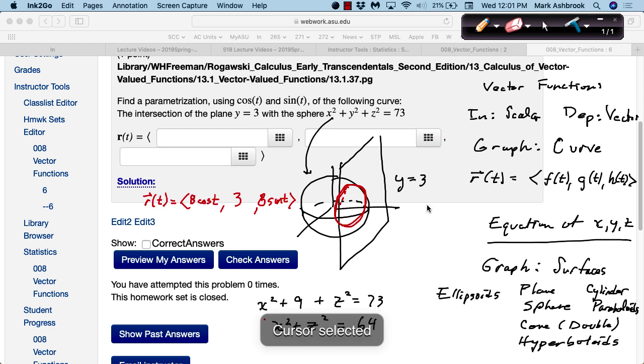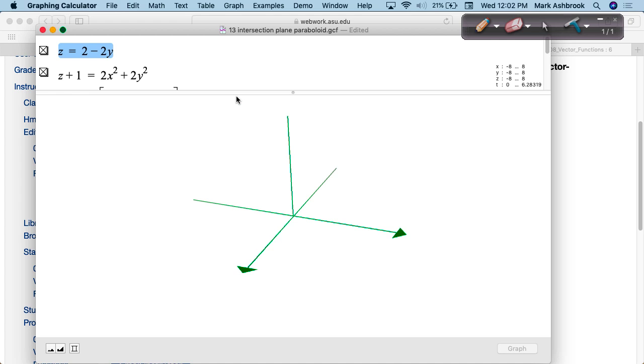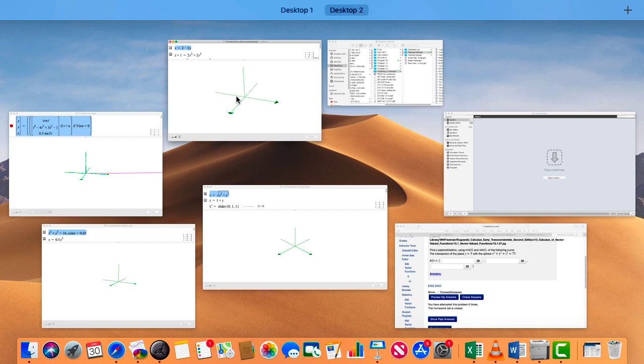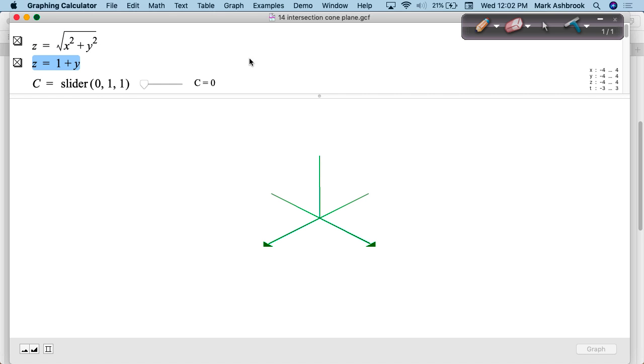Okay, so let's look at another example. I want to do this one. So I have this surface z equals square root of x squared plus y squared, and z equals 1 plus y.